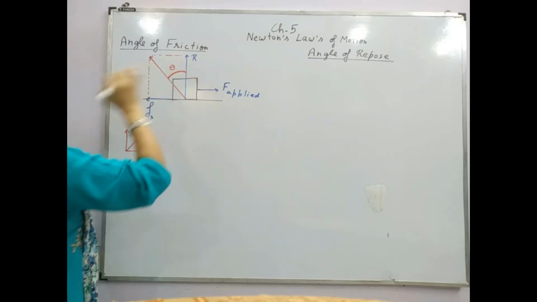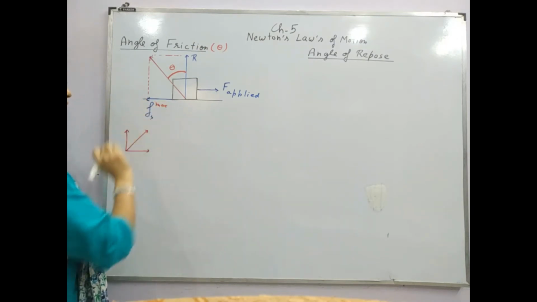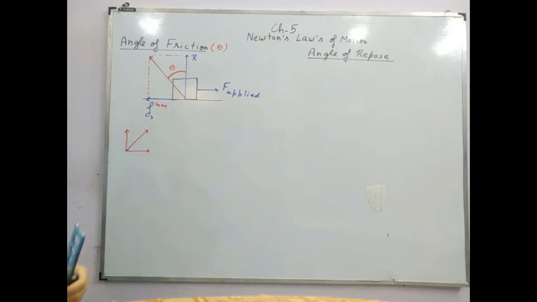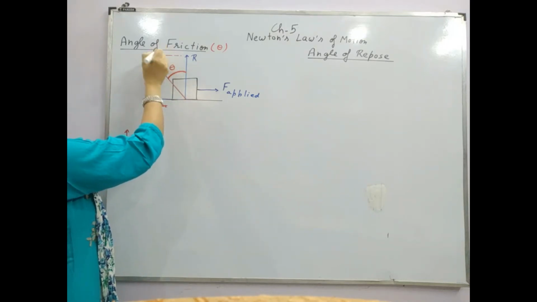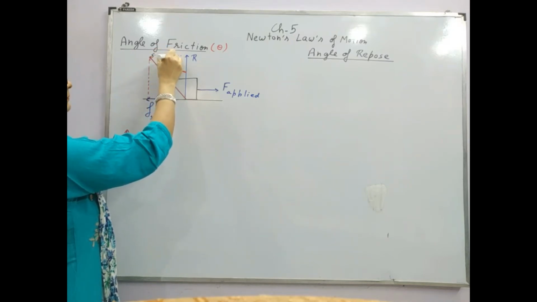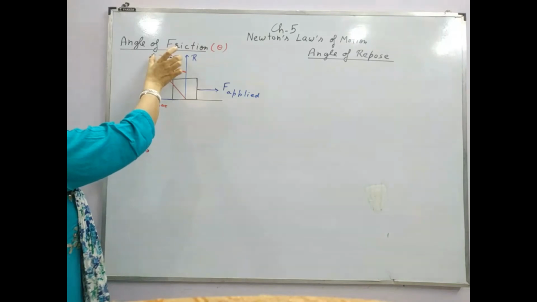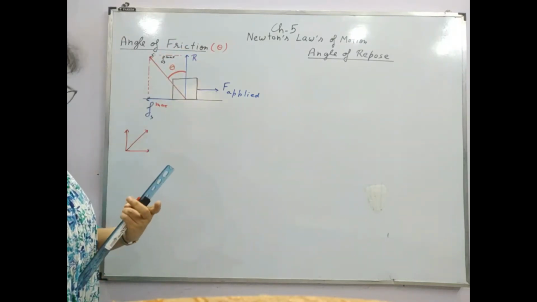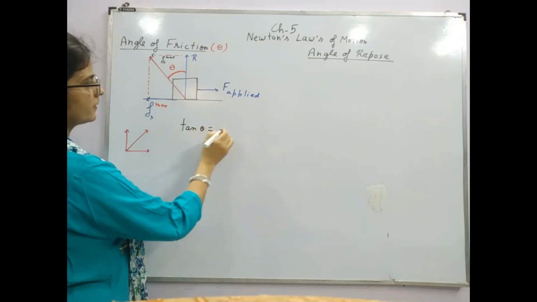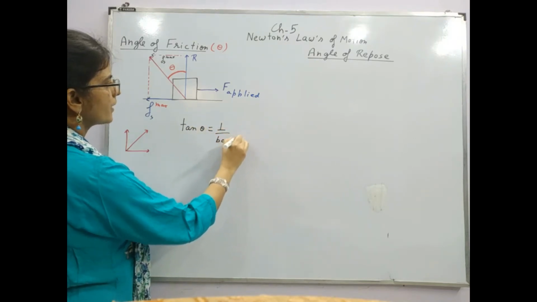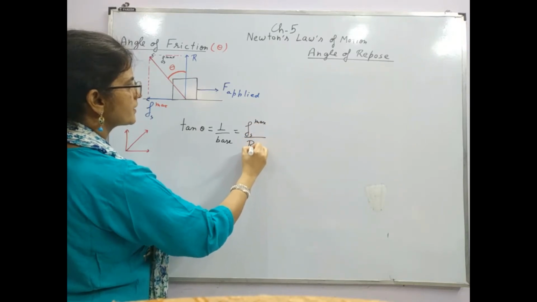Suppose I am denoting this angle of friction by theta. So Fs maximum is called as limiting friction. Now let's look at the diagram again. This vector is Fs maximum, so this vector will also be Fs maximum. So using trigonometry, you can write this angle in terms of this vector and normal reaction vector. So how can we write that? Tan theta is equal to perpendicular upon base. So what is the perpendicular? And base is normal reaction.